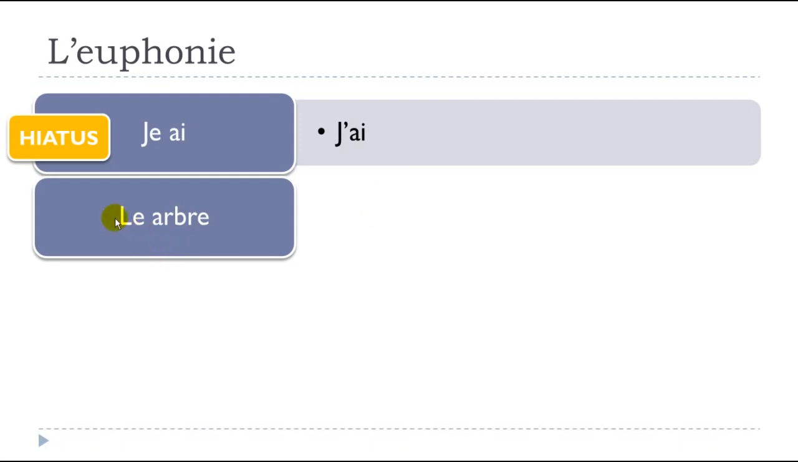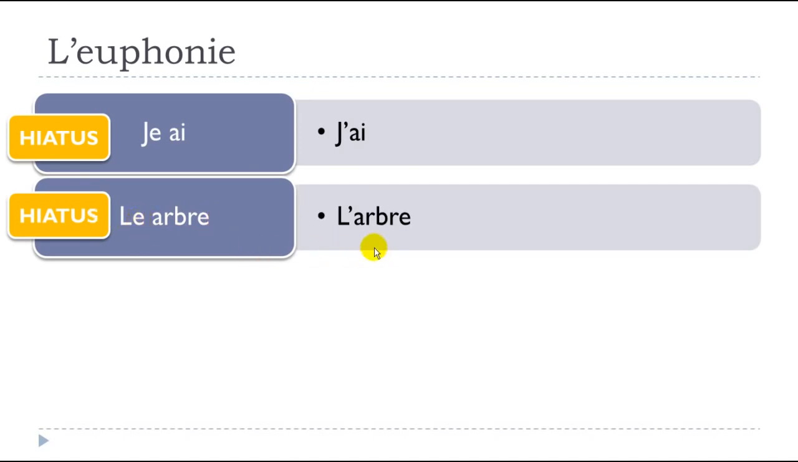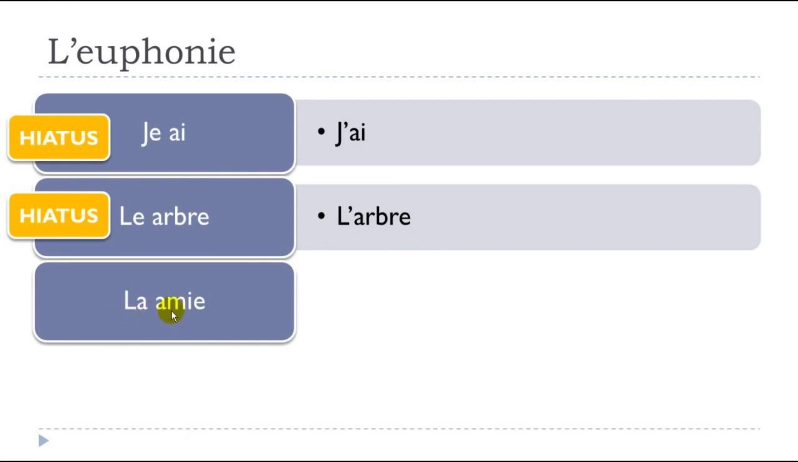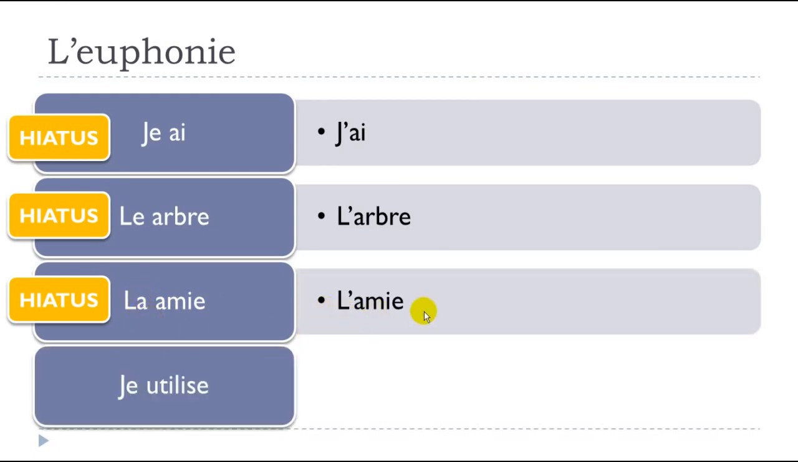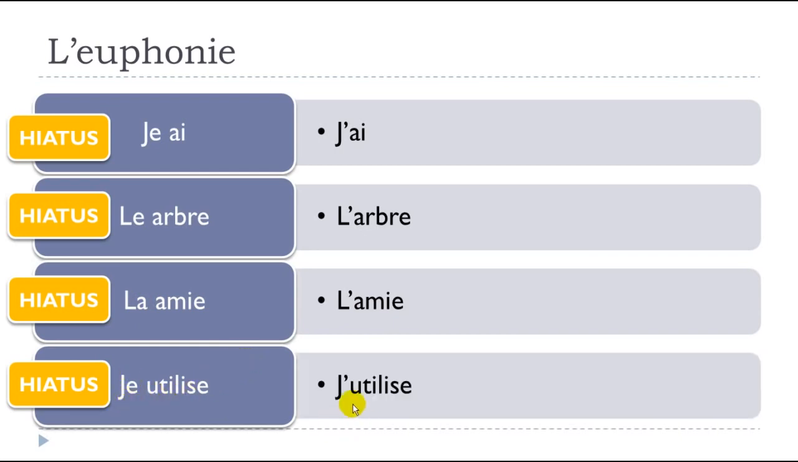In the same situation, when you get le arbre, you get this hiatus, and then you will have to take away your E here just to get this l'arbre form. Same thing here, la ami. You take away your A, and then you will get l'ami. And finally, here, je utilise, same situation. You will have to take away your E just to get this j'utilise form. Okay, so j'ai, l'arbre, l'ami, j'utilise. So just for this reason, the hiatus reason, you'll have to take this E away.